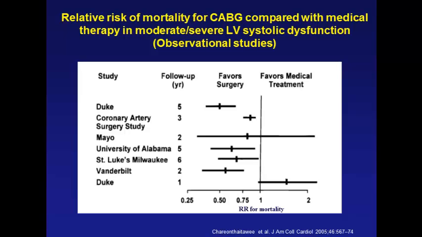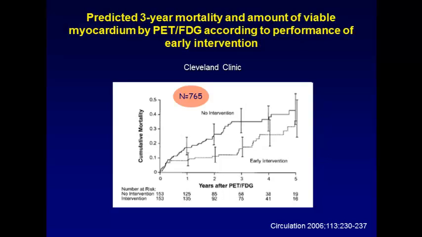Most of them, however, all of these data are retrospective. There is, of course, a lot of bias, because if you select patients who are better for surgery, then of course they do better with surgery. So these were hints telling us that probably there is something behind it.